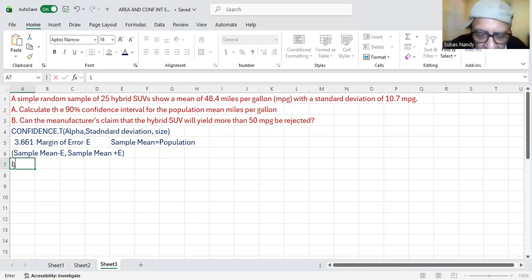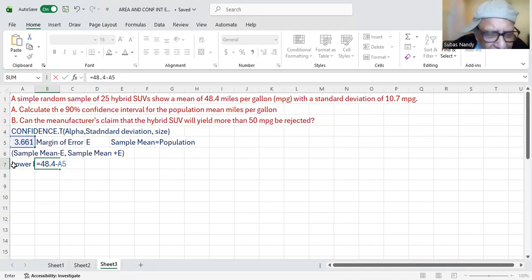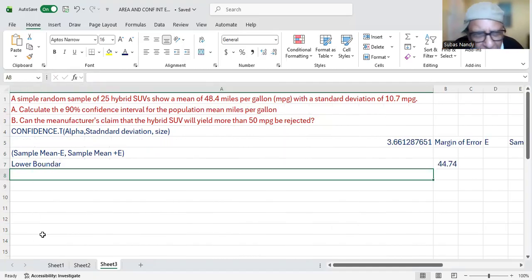I know my sample mean. Let's do the lower boundary. The lower boundary is equal to the sample mean, given as 48.4, minus the margin of error which we calculated in cell A5. Okay, that is the lower boundary.